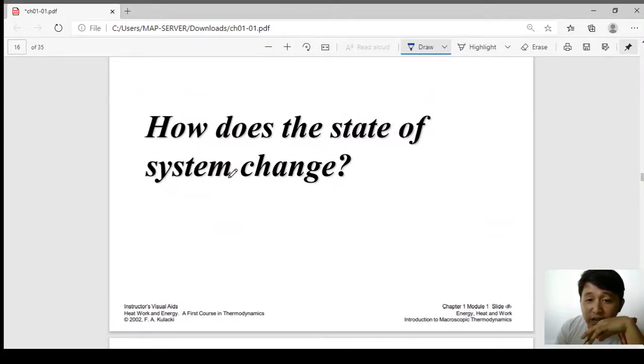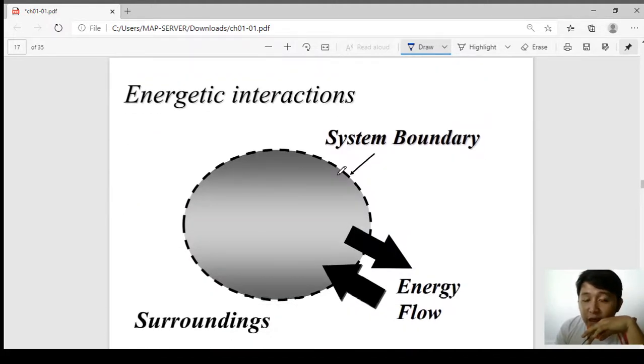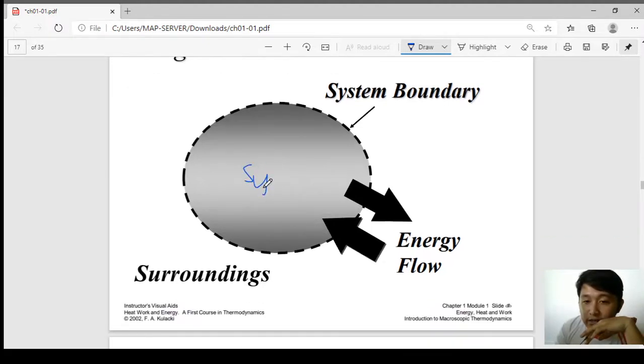So how does the state of a system change? In thermodynamics, we know there is an interaction of energies, right? Here we have the system, the gray region, and we have the system boundary and the surroundings. The system boundary is also called the control surface. The control surface is the one which separates the system from the surroundings.